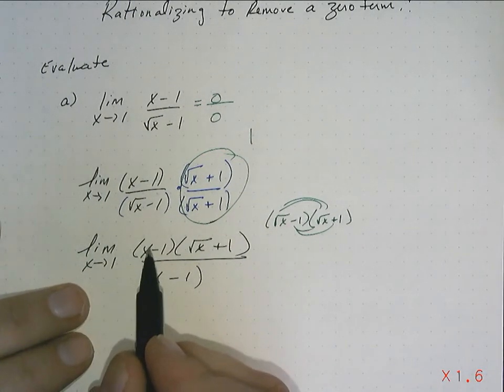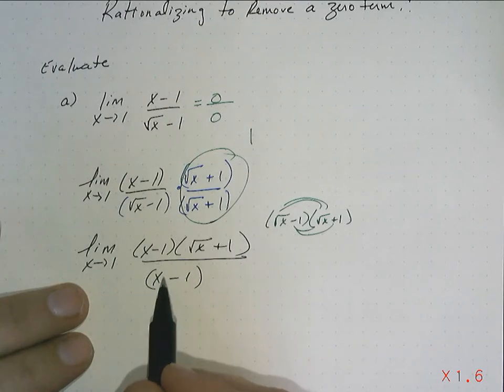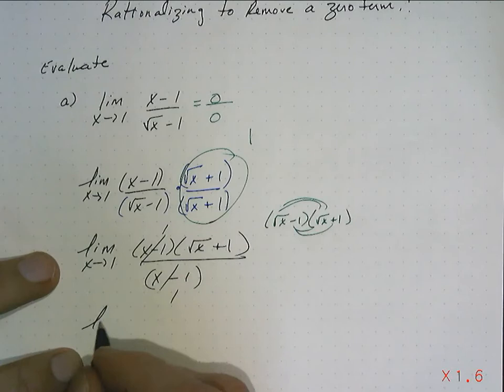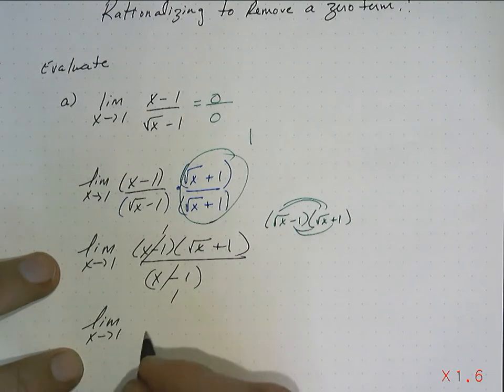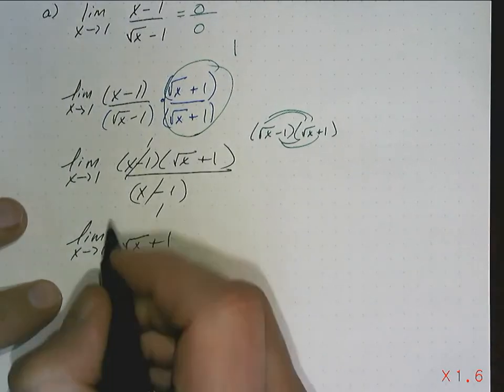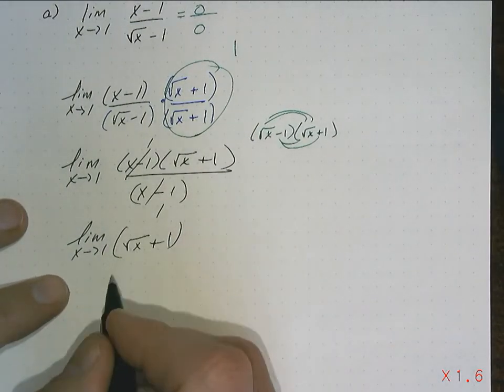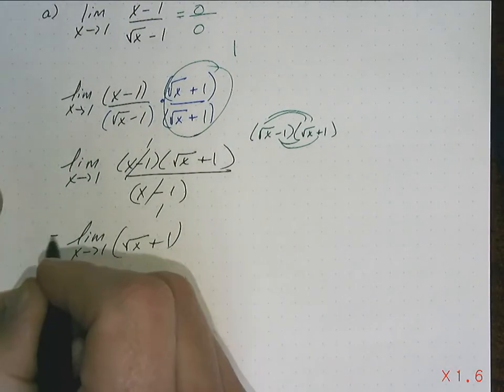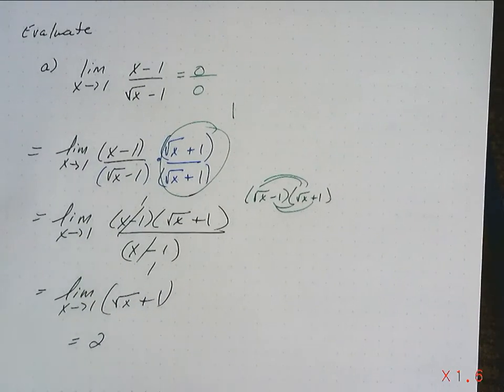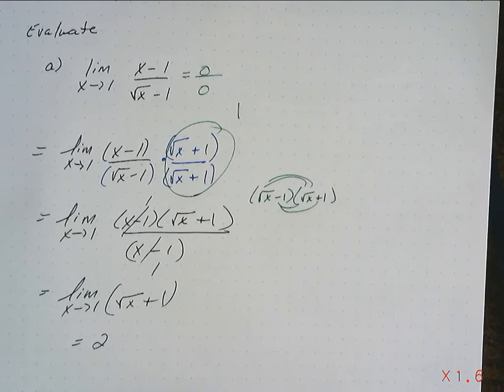X approaches 1. This is my zero term on top. This is my zero term on the bottom. Bye-bye. What that leaves me with is the limit as x approaches 1 of root x plus 1. That is not a zero term because as x approaches 1, this is going to equal 2. And life is grand. Isn't that amazing? I'll give you a chance to copy that down and then I'm going to blow your minds.